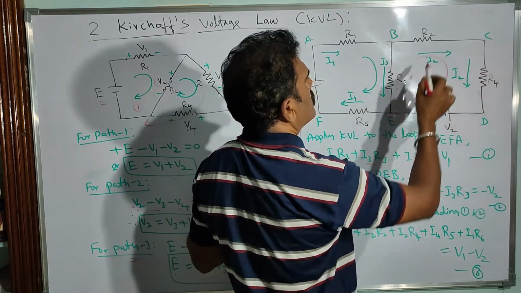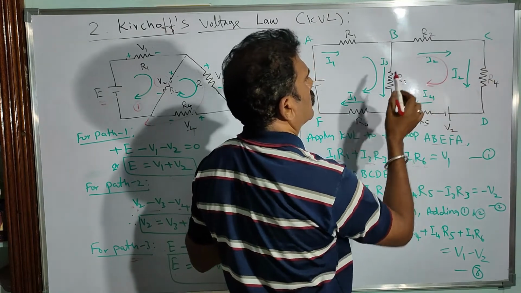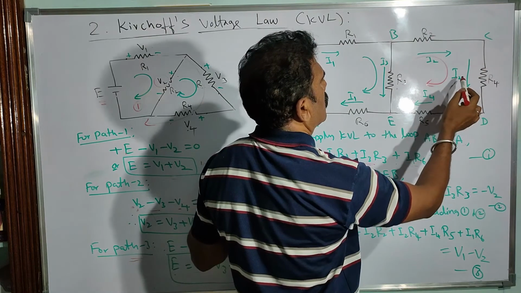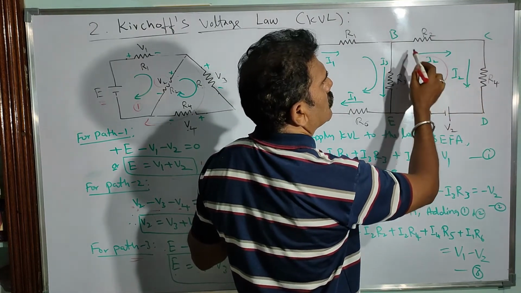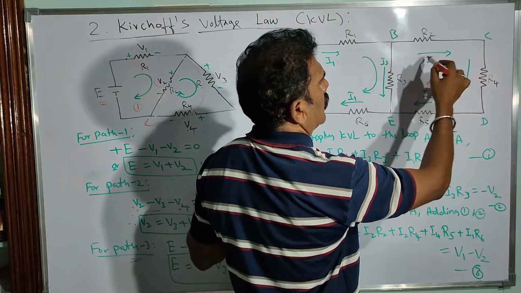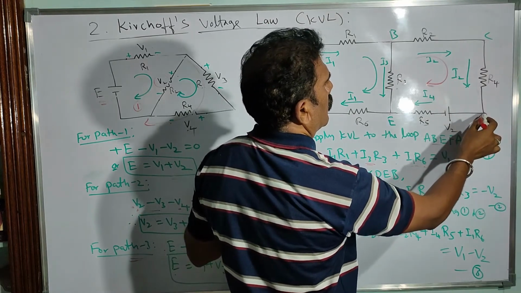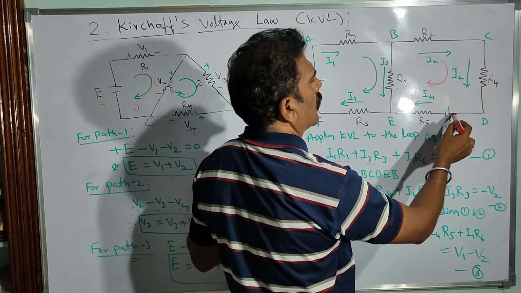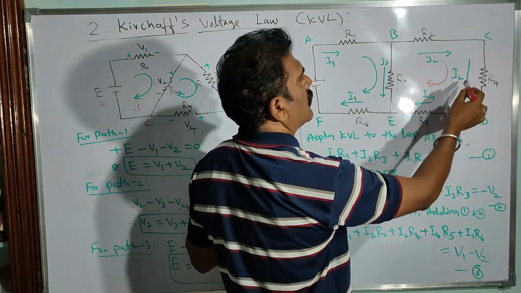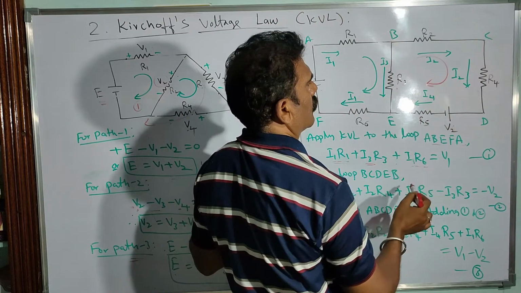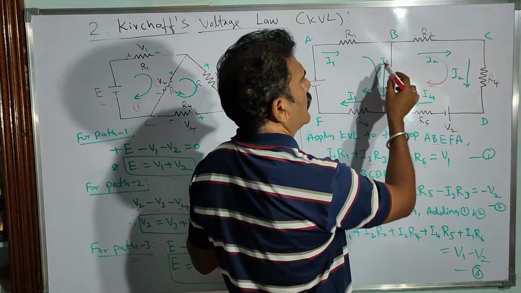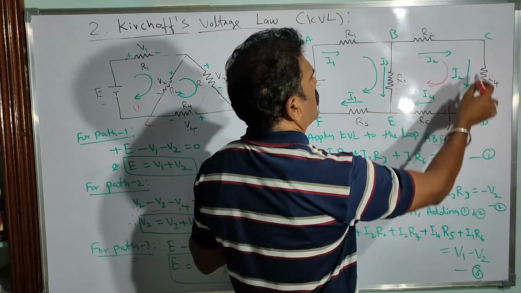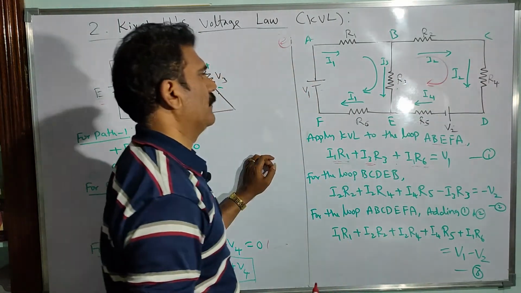So resistors are R2, R4, R5 and R3. Current through R2 is I2, current through R4 is again I2 only, because there is no change in the current in the same series. Then from point D to E we have a voltage source V2. So the current through R5 cannot be the same as I2. Let it be I4, because I1, I2 and I3 are already used. Now in this loop apply the KVL law.